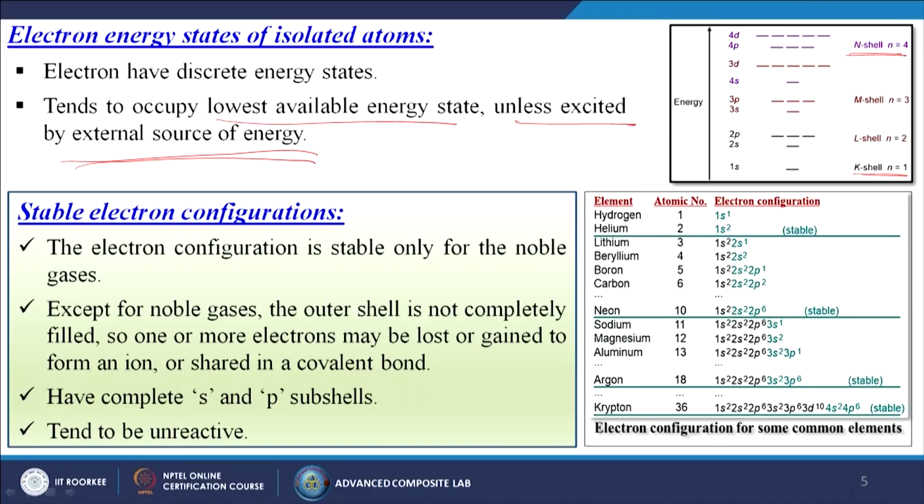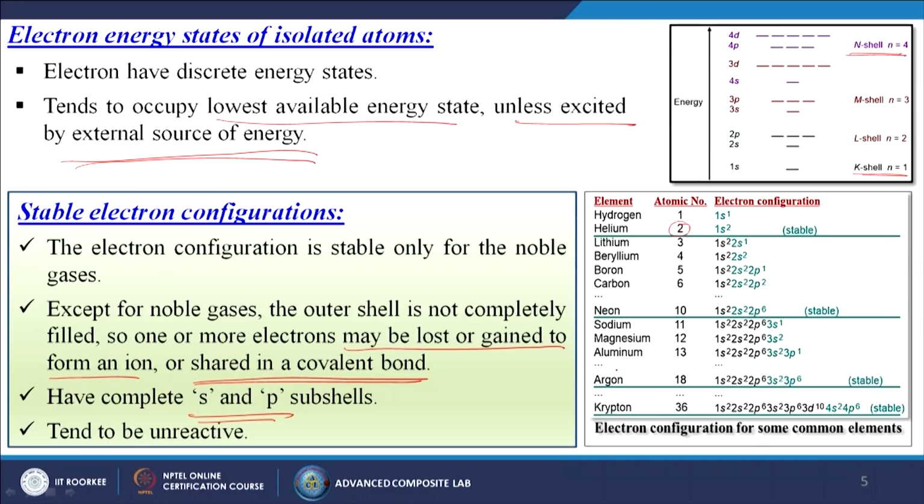So, n is equal to 4. What are the stable electronic configurations? The electron configuration is stable only for the noble gases. Except for noble gases, the outer shell is not completely filled because there is some vacancy. So, one or more electrons may be lost or gained to form an ion, or shared in a covalent bond. Those with complete s and p subshells tend to be very unreactive. Here you can see the element, atomic number and electronic configurations. For hydrogen it is 1s1, and for helium it is 1s2 because the atomic number is 2.